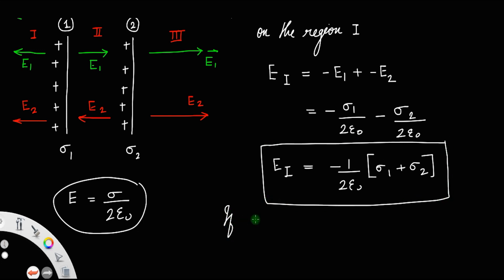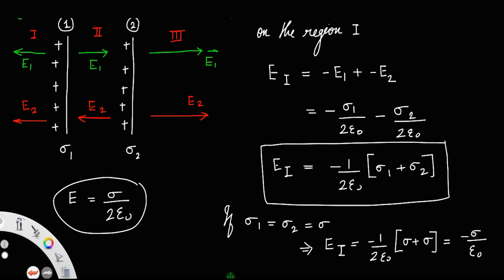In a special case, if sigma 1 equal to sigma 2 equal to sigma, let us assume that both these sheets have the same charge density, then E1 will be minus 1 by 2 epsilon 0 times sigma plus sigma. So this is equal to 2 sigma, you can cancel this 2 and 2, so it will be sigma by epsilon 0 if the charge density remains the same. Now for the region 2, let me erase this.